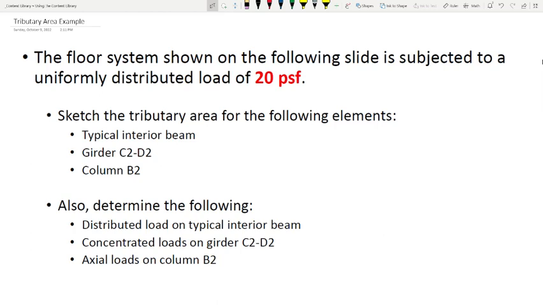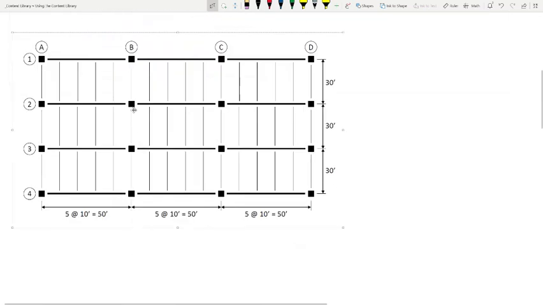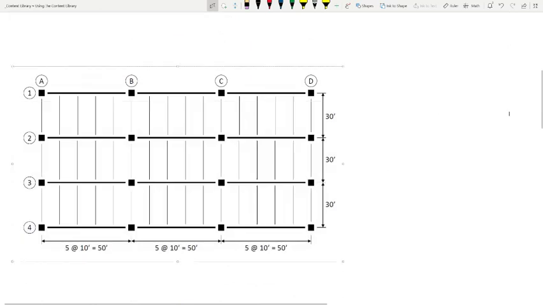And then, one of the axial loads on one of the columns, on column B2. Okay? Now let me scroll down here. So here's my floor plan. So we'll do the interior beam first.